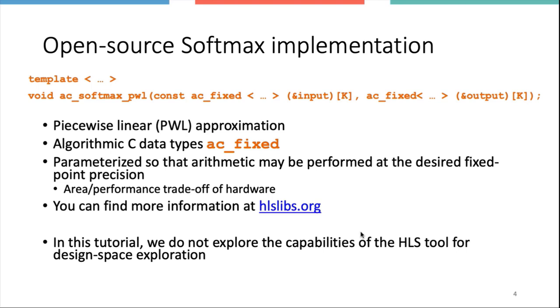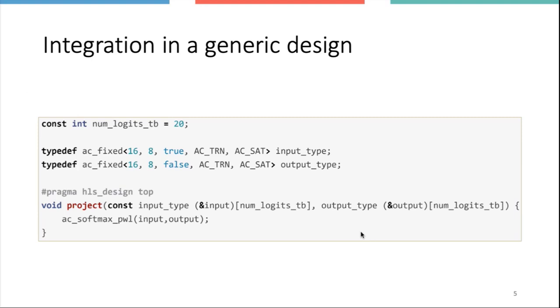As a preliminary example, this is how you would use the softmax function from Mentor in a generic design. I just want to highlight how the function takes as input arrays, output arrays, uses ac_fixed as data types, and that you can choose the precision of the input and output values. For example, here we are using ac_fixed on words of 16 bits, 8 bits for the integer part. The first one has sign, the second one is without sign. We use truncation, and in case of overflow, we choose to saturate.